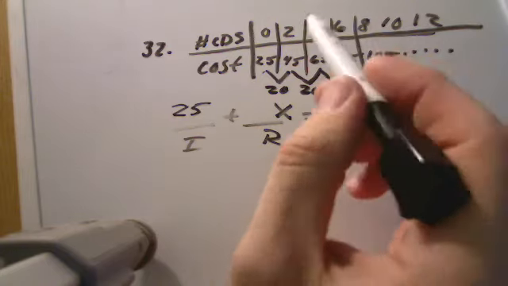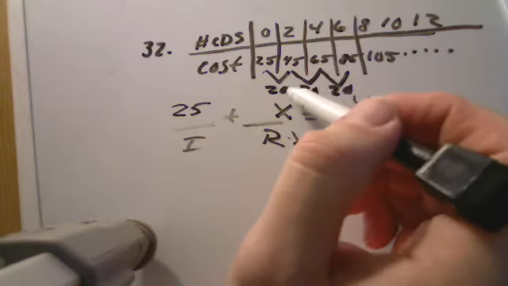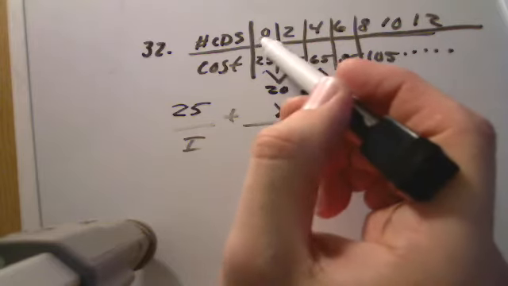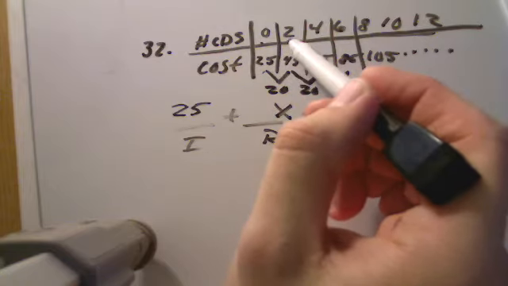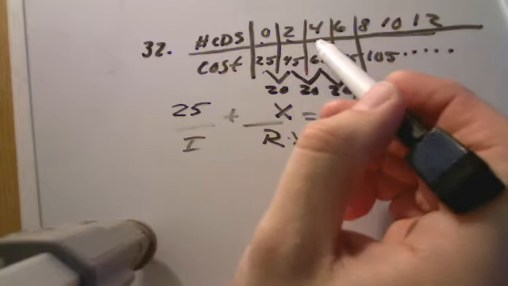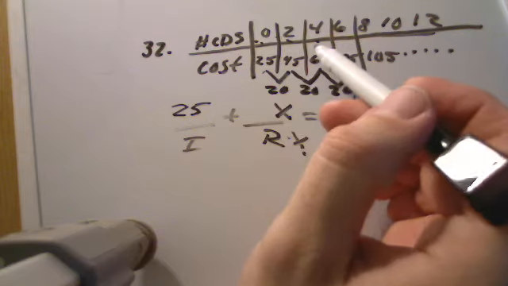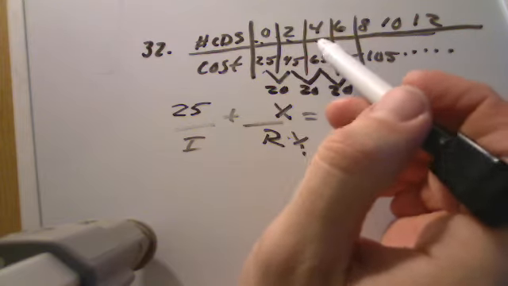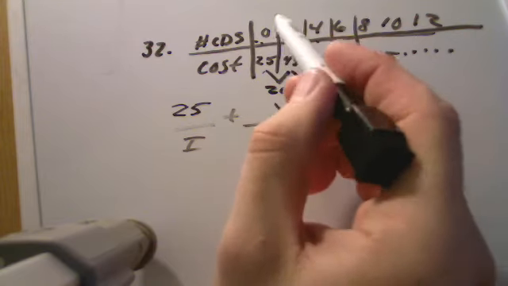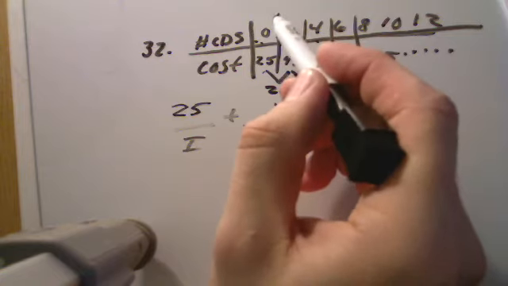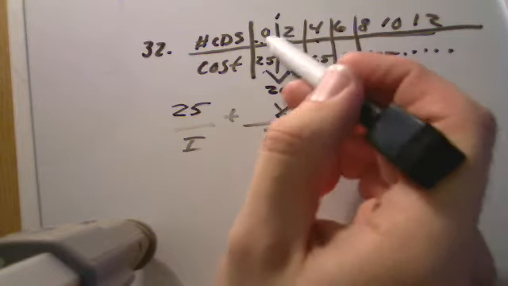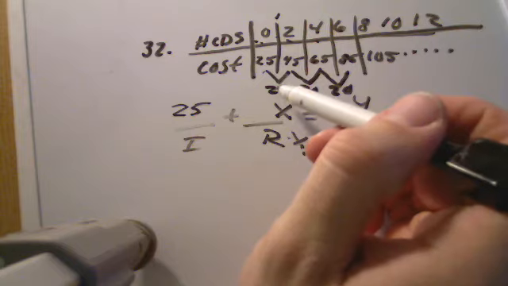But there's a trick. If you look at the number of CDs, it goes from 0 to 2, and then 2 to 4. It doesn't go 0, 1, 2, 3. That's a little bit different than what we normally do. So we have to think, I could put a 1 in between and think, well, 2 CDs are $20. What would 1 CD be?